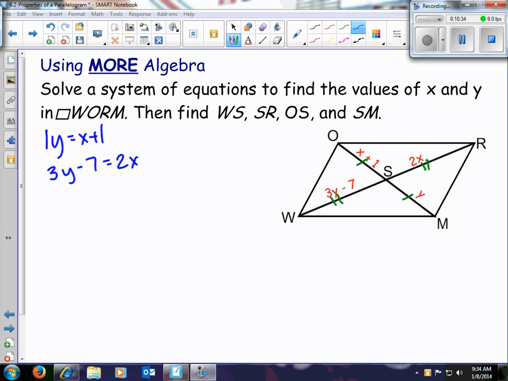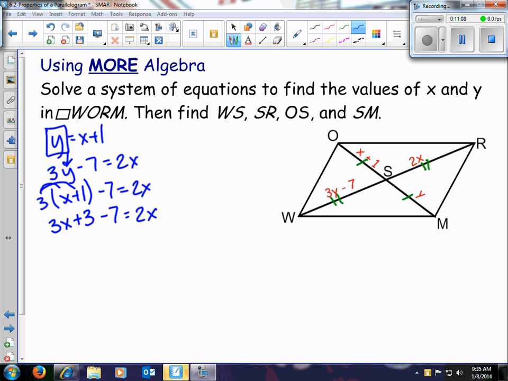In this case, since I already have a y equals, I'm just going to substitute that piece in here for y. So now I have 3 times (x plus 1) minus 7 equals 2x. The reason that this is in parentheses is because my y value is equal to this whole piece, so I can't just write x plus 1 because then that's going to be wrong. Now, I need to distribute. So I have 3x plus 3 minus 7 is equal to 2x.